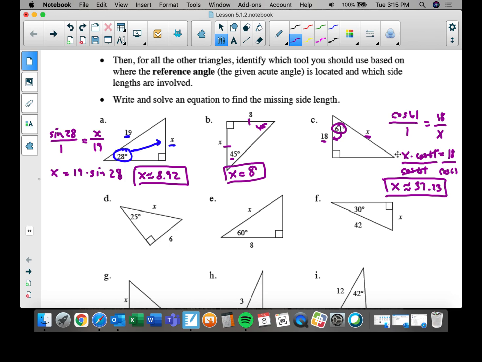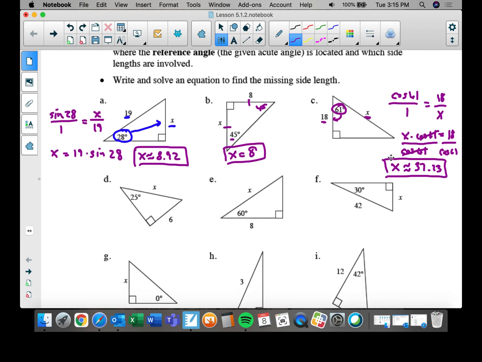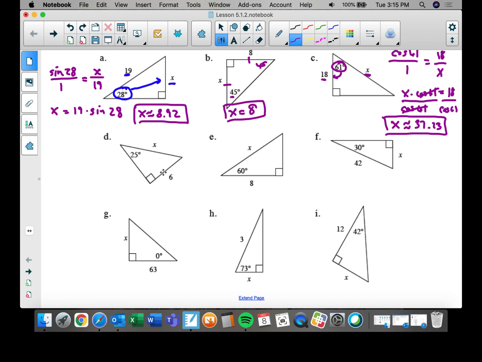The only thing we didn't really do much of was tangent. But what I want you to do for this lesson is try these other ones on your own and see if you can figure out whether you use sine, cosine, or tangent, and see if you can also solve it. These are the questions that we will go over in class to make sure that you're understanding and doing okay. So bring any of those questions with you to class.